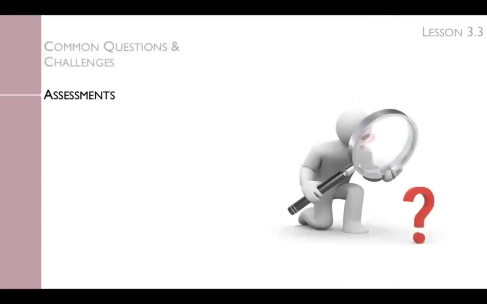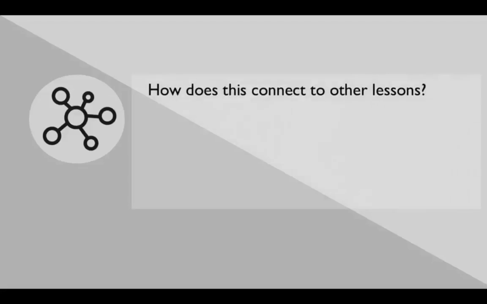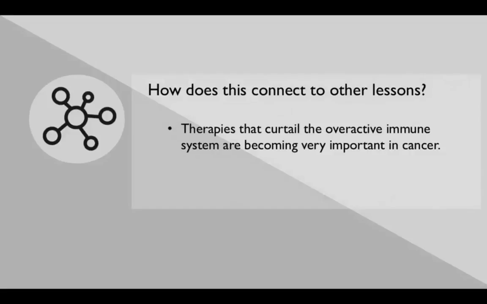At the end of the lesson, collect the lesson worksheets to assess students' understanding of the TNF signaling pathway from stroma to parenchyma and their understanding of why one would look at RNA versus DNA to compare protein levels in tissues. Therapies that curtail the overactive immune system are becoming very important in cancer. We will look at them in more detail in the next unit.